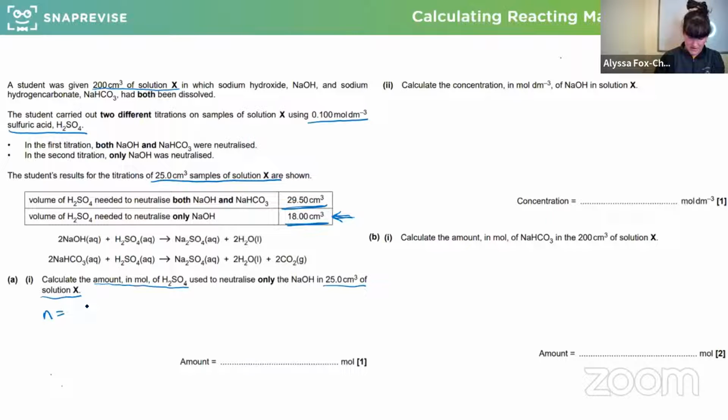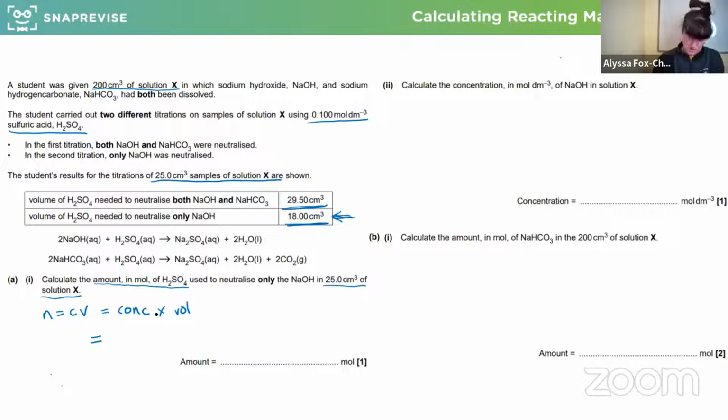If we use n equals CV, moles equals concentration times volume, I've got moles is what I'm trying to calculate. I've been given a volume of sulfuric acid, so all I need is a concentration, and I've been given one. Moles equals conc times volume, as long as the volume is in decimeters cubed. Here they've given it to me in centimeters cubed, so because we've done it twice before now, I'm going to do it within the calculation.